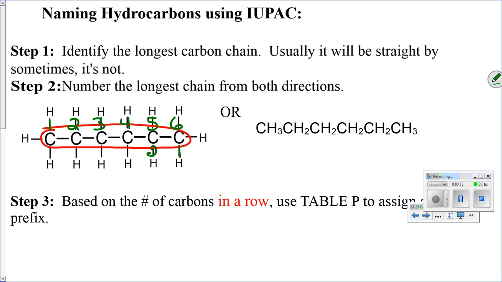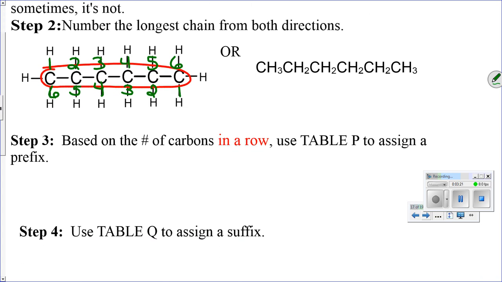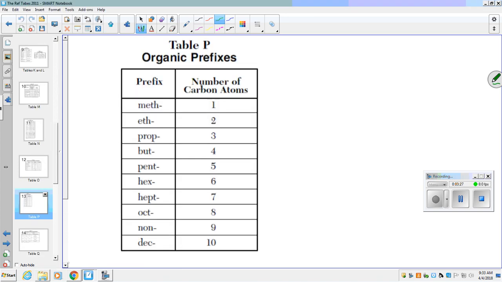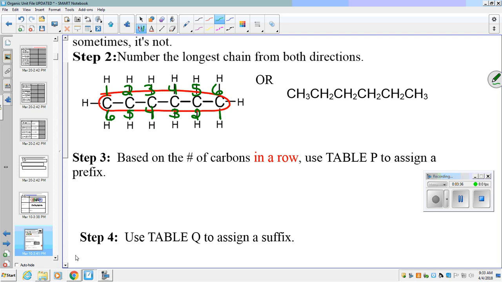Sometimes it's helpful to number these in another direction. As I mentioned, with more complicated examples, we'll talk about why you need to do that. We have 6 carbons in a row in this molecule. So we are going to go to reference table P, which is our prefix table. And reference table P says when we have 6 carbons in a row, our prefix is hex. So our prefix for this molecule is hex.